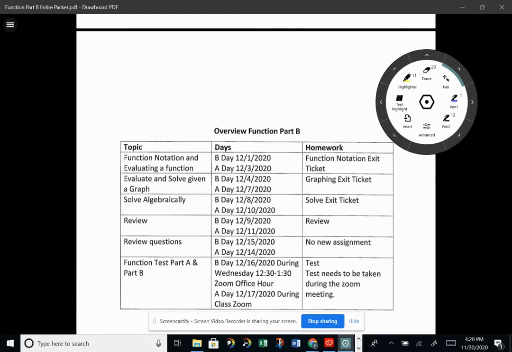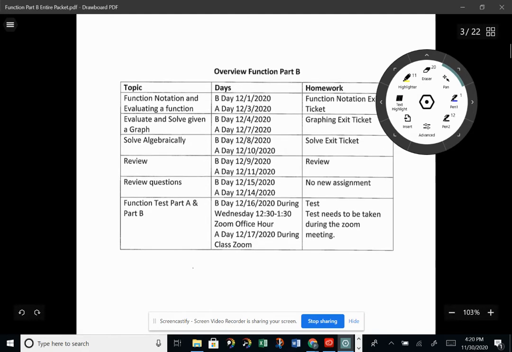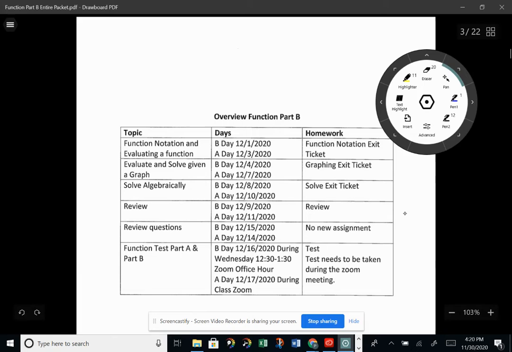I'm just going to explain briefly a little overview. For the month of December, it's kind of weird because of the days that we land on. Those of you who are on first, second, and third period, you are going to have to do things a little bit different, and you're going to have to really pay attention, and you're going to do the function notation exit ticket.